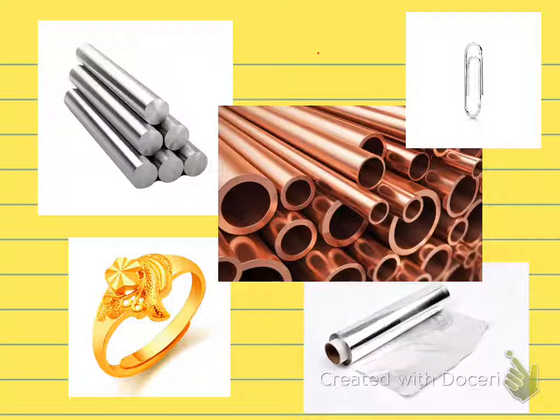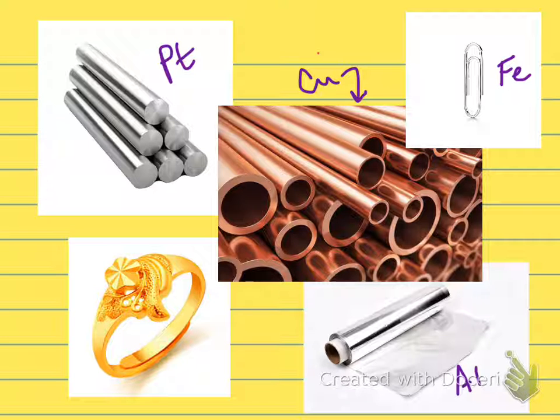We got things like platinum, copper, steel, well, we're going to call it iron for the sake of simplicity, aluminum, and gold. We're surrounded by these metals every day in our lives, and we use them. We use the characteristics that metallic bonding gives them to our benefit. So let's talk about what exactly metallic bonding is.